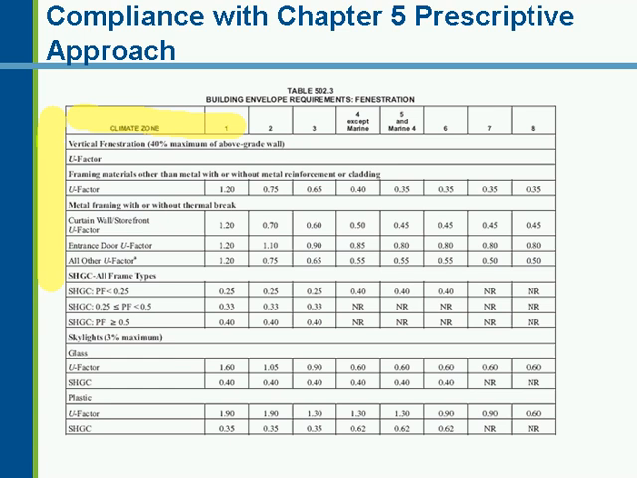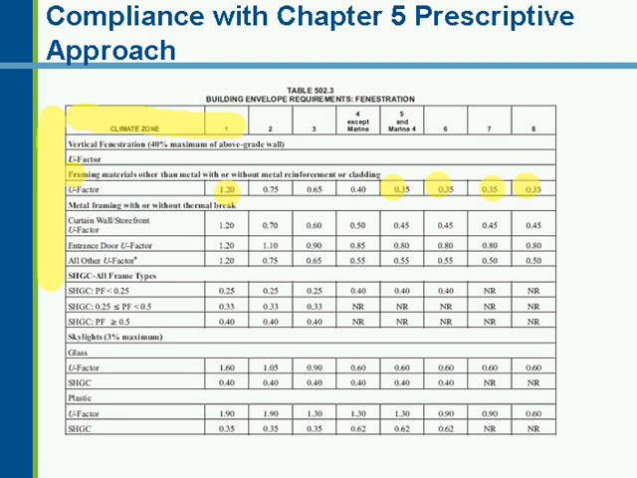The first category under U-factors will be framing materials other than metal with or without metal reinforcement or cladding, and these are typically manufactured products. And the U-factors will range from a 1.2 down to a 0.35. So in colder climates, starting with climate zone 5 and marine 4, typically this is going to indicate a low E vinyl frame window for this type of product.